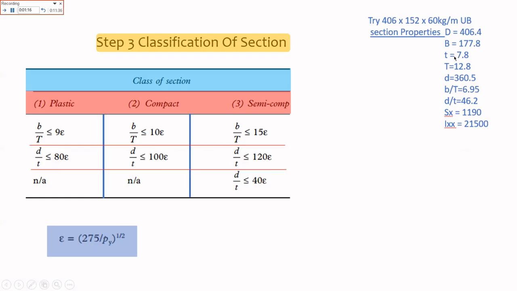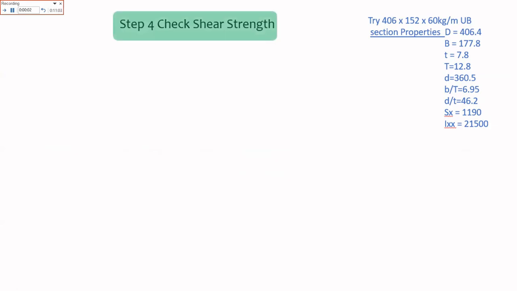If you look at our beam, the ratio B over T is 6.95. The one I'm pointing is the mouse. All right. Again, the ratio D over small t is 46.2. So our beam lies in this category. The section is class 1 plastic. All right. Let's continue.